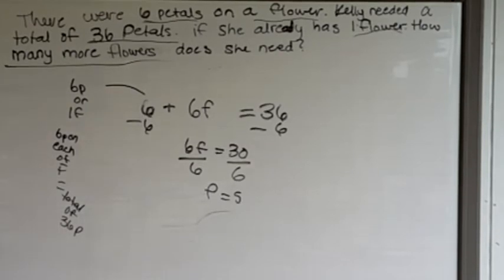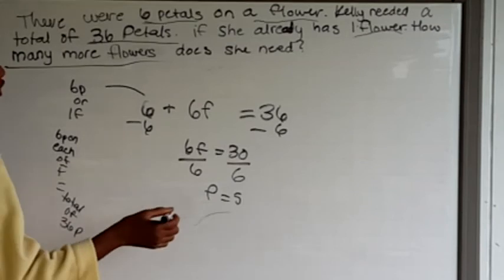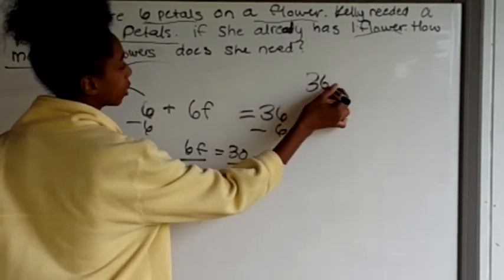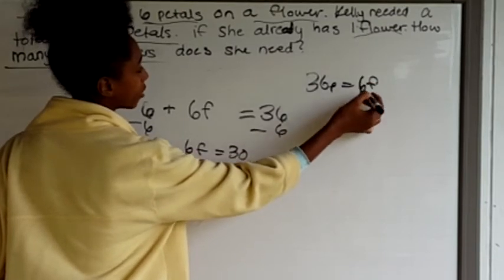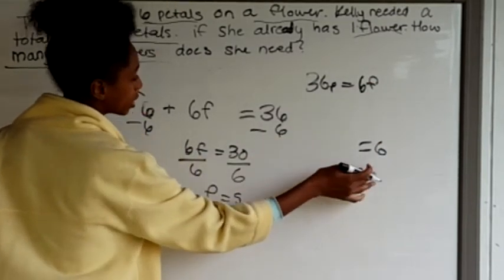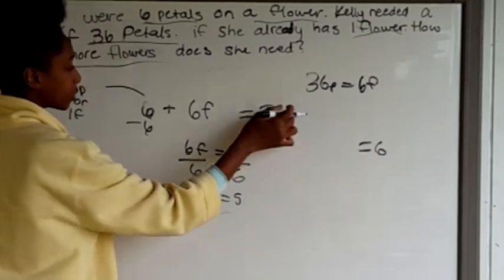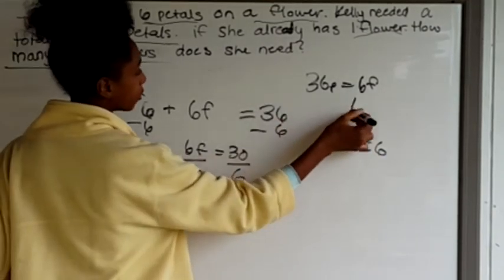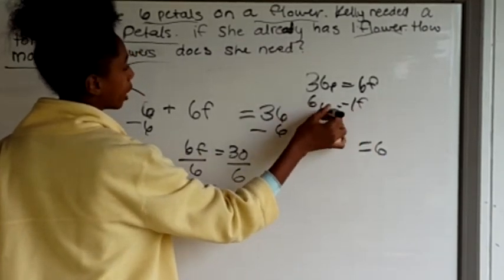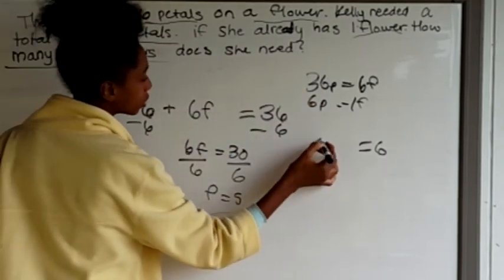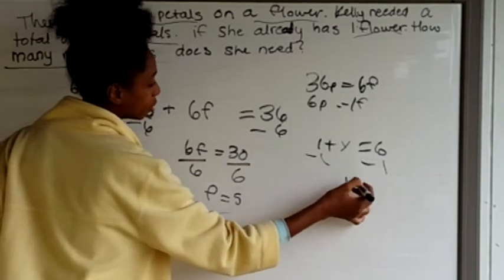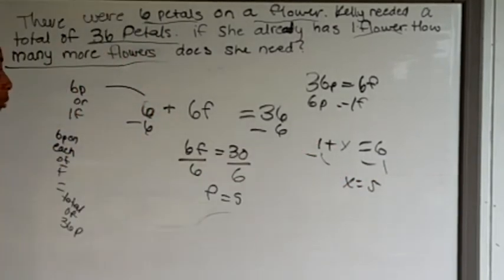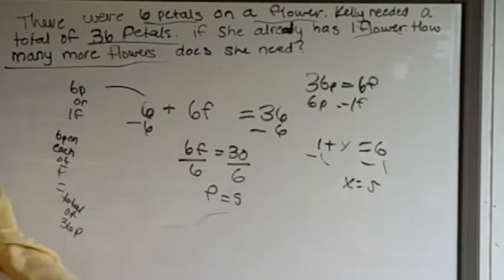So what Joshua was doing was trying to write it as a 1-step equation. And he was saying, since 36 petals equals 6 flowers, and he was putting his equal as 6 because it's flowers. He was doing flowers instead of petals. And he said 1 flower equals the 6 petals that she already had. So he was doing 1 plus X, then he was going to subtract 1 and do X equals 5. But that's not a 2-step equation, so that would be wrong on the test.